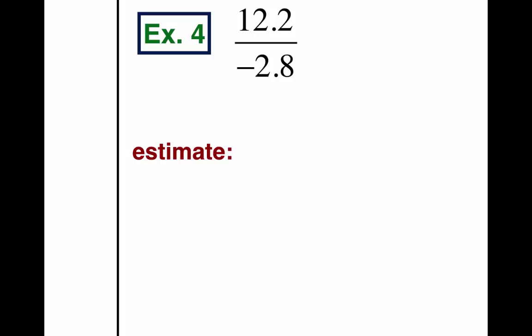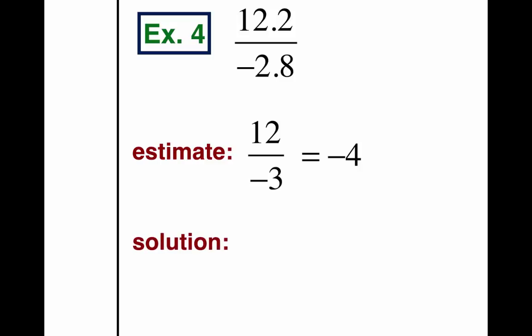And like I said, on all these problems, I want to estimate first. So 12.2 is like 12, and negative 2.8 is close to negative 3. Now I know 12 divided by 3 is 4, but they don't match. One of them's positive, one of them's negative. So I'm thinking we're going to get negative 4 as our answer.